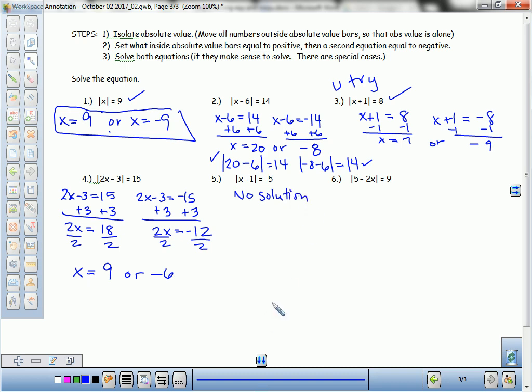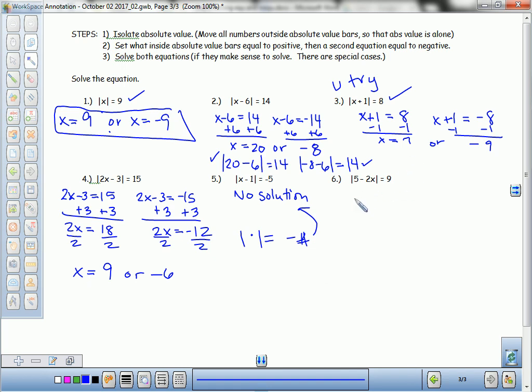I thought even if it was negative, it would still have a positive and negative. Well, it does. This part would have a positive and negative to it, but when I take the absolute value of it, can I make it negative? Oh, no. So anytime we have an absolute value equal to a negative number, then there is no solution.